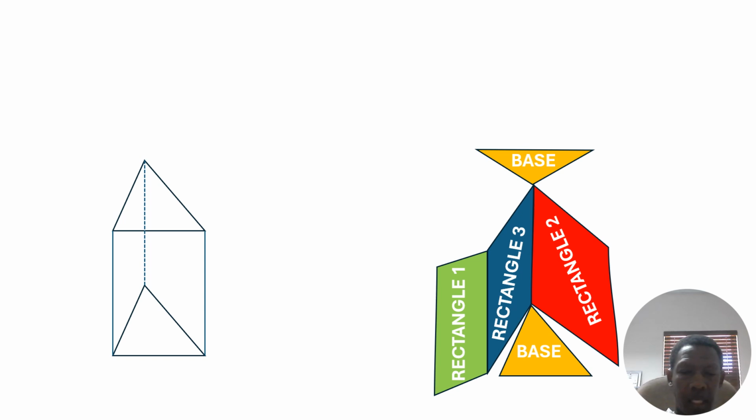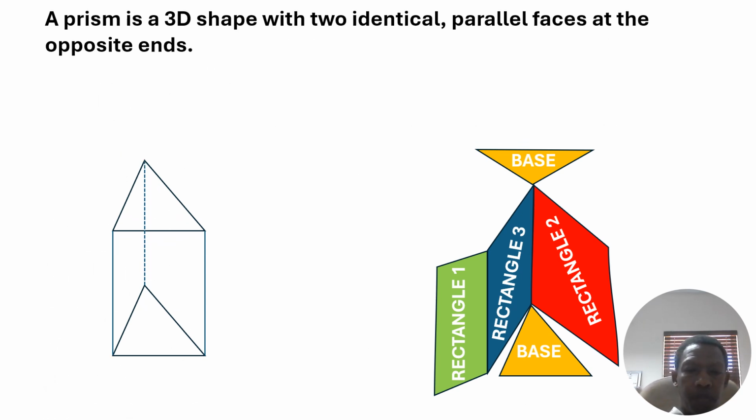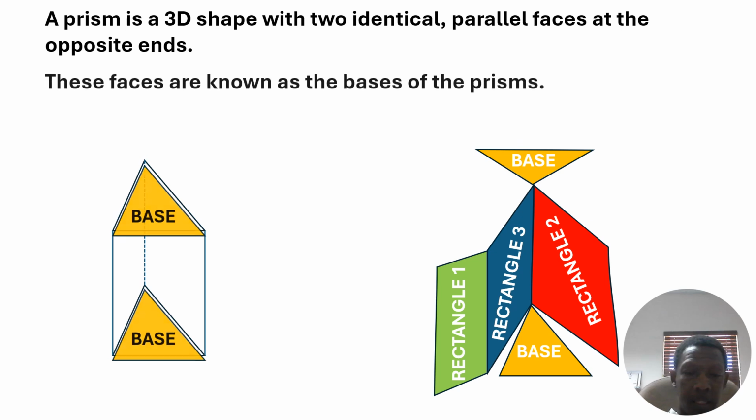Right, and then in this case, like I've indicated, we are going to focus on a triangular prism. A prism is a 3D shape with two identical parallel faces at the opposite ends. In other words, it must have the same shapes with equal sizes on both ends. So in this case, on this prism, we have triangles on both ends, hence the triangular prism. Right, let's have a look at this.